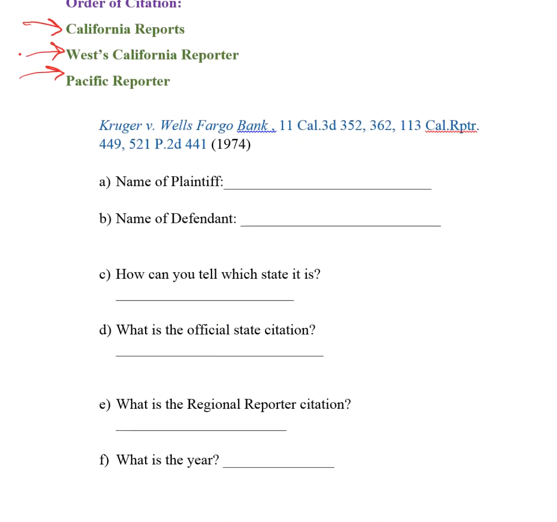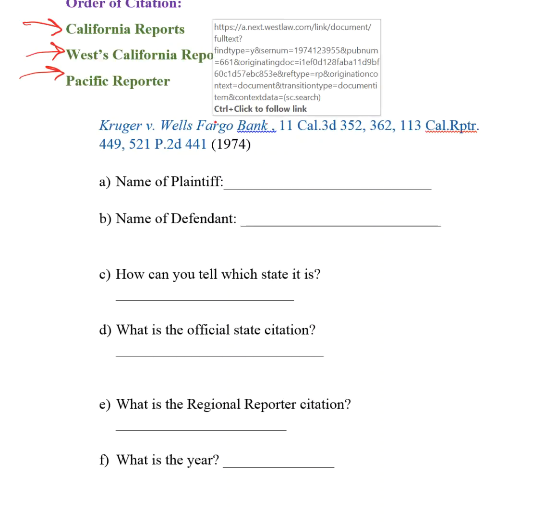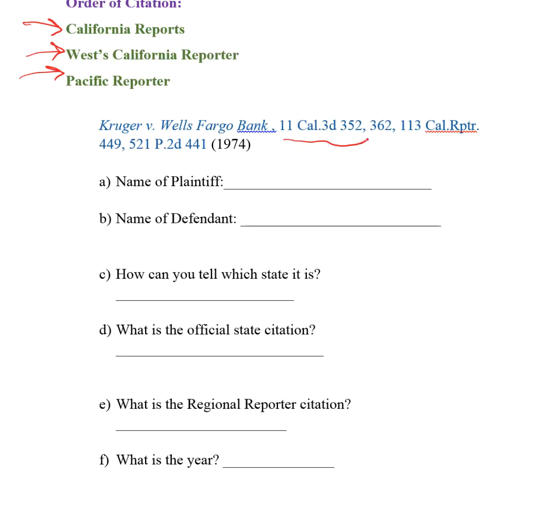So let's look at this. Kruger versus Wells Fargo Bank, you can figure out who the plaintiff and defendant are. And then your official citation is this citation here, 11 Cal 3rd 352. 362 is just the pinpoint cite where I got this citation from. That's the specific page number. But again, this is the first page, this is the volume, and this is the Cal Reporter. The second citation is the West Reporter citation, which is 113 Cal Reporter 449, and then the regional is 521 P 2nd 441. This is a case from 1974.